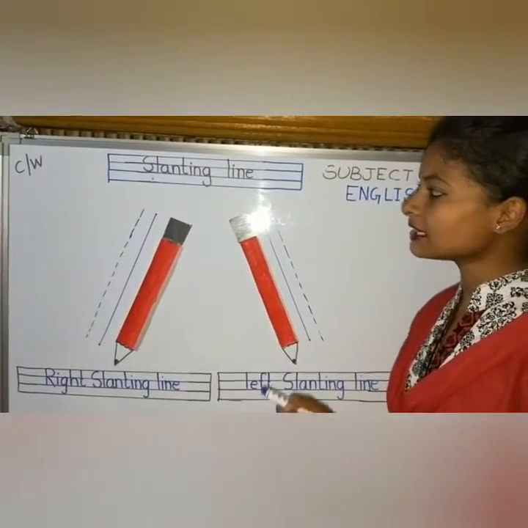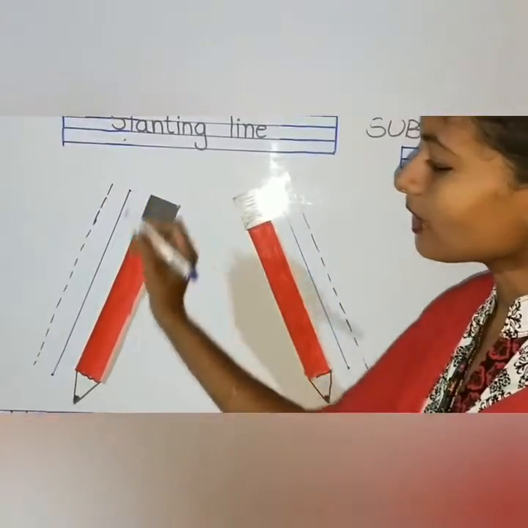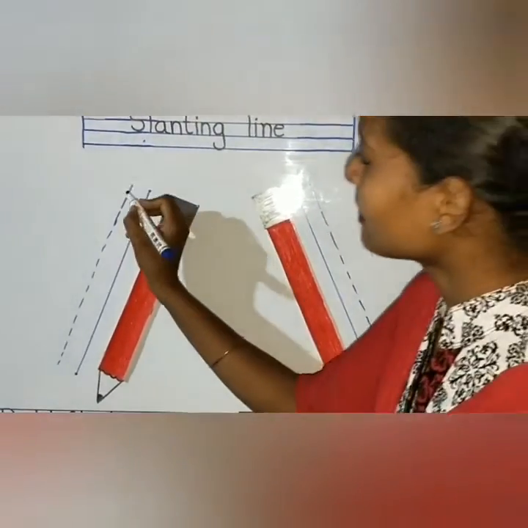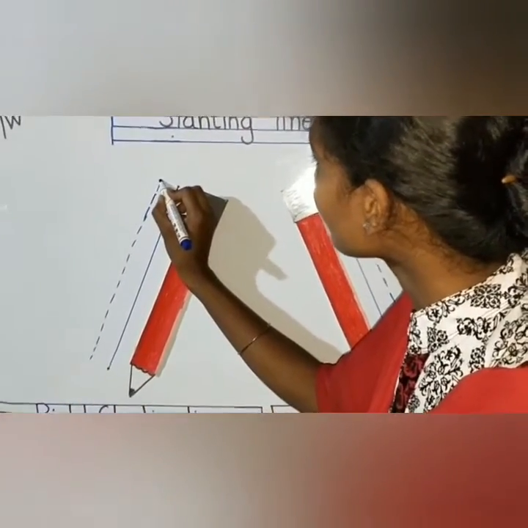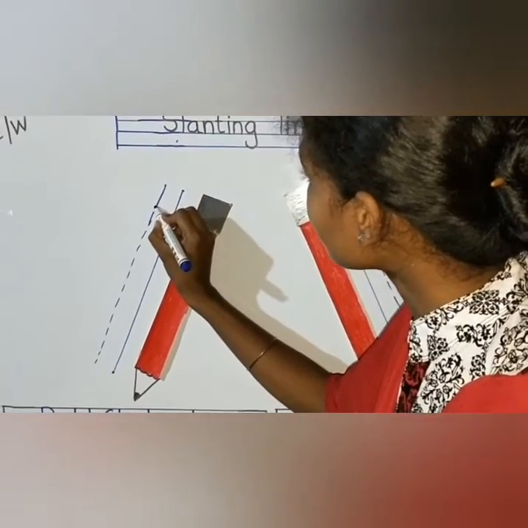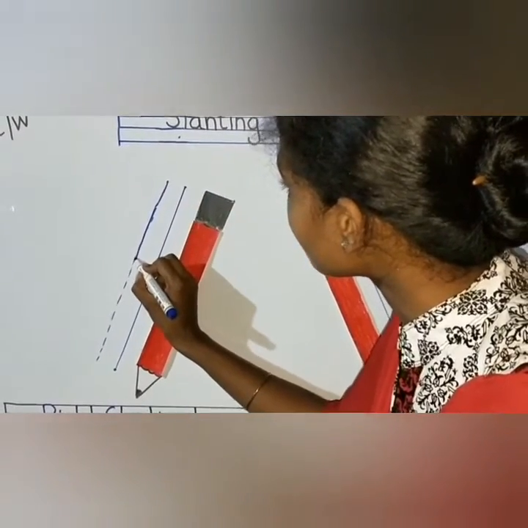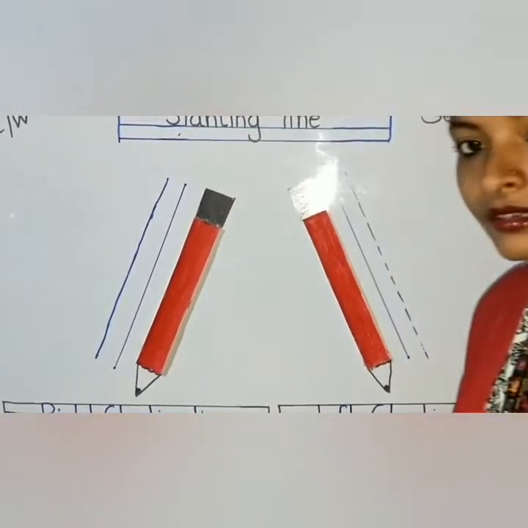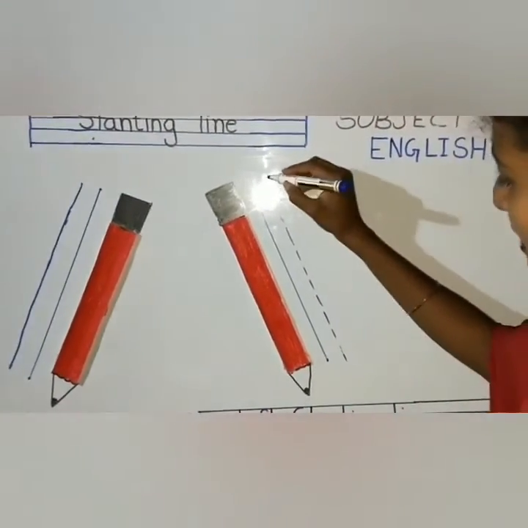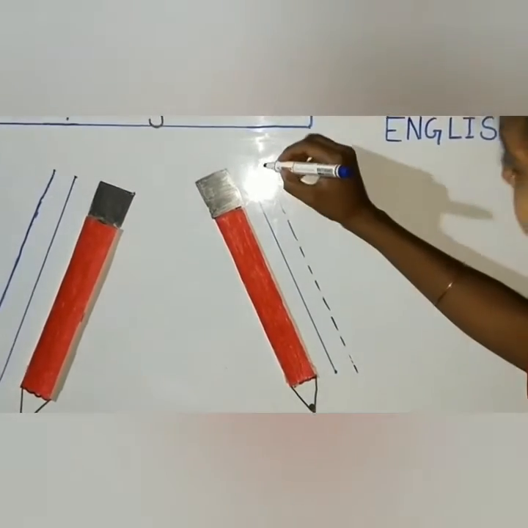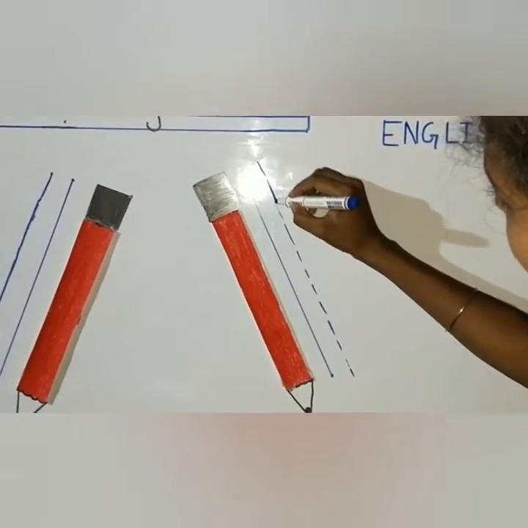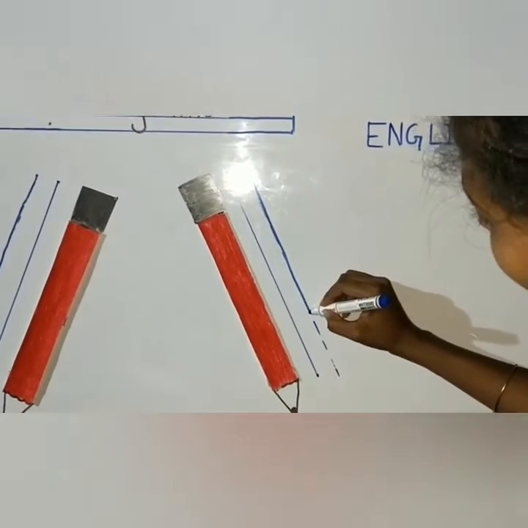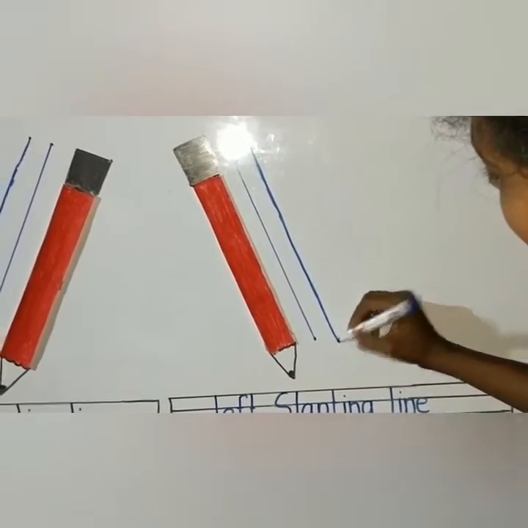Now you can trace this slanting line from upward to downward. This is a right slanting line. Just draw it. Trace it from this side through this side like this. Okay children? Now you can trace this left slanting line. Okay? Trace it from this side to this side. Goes down, down, down. Like this.